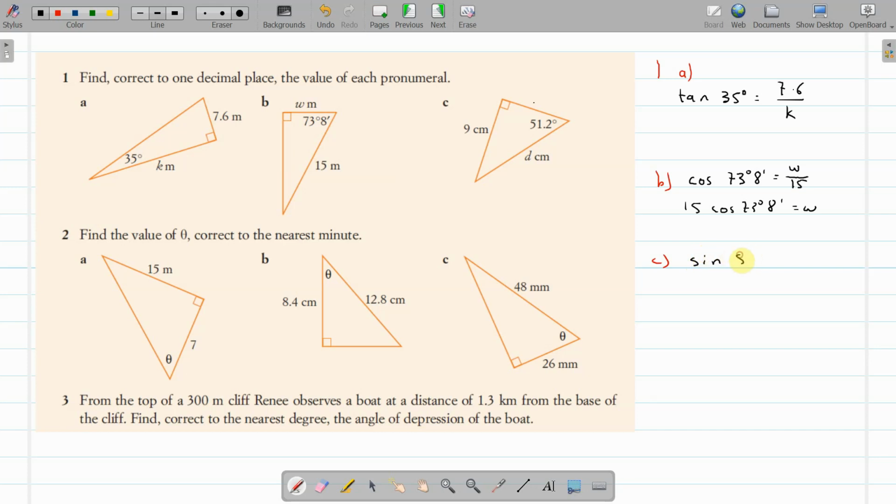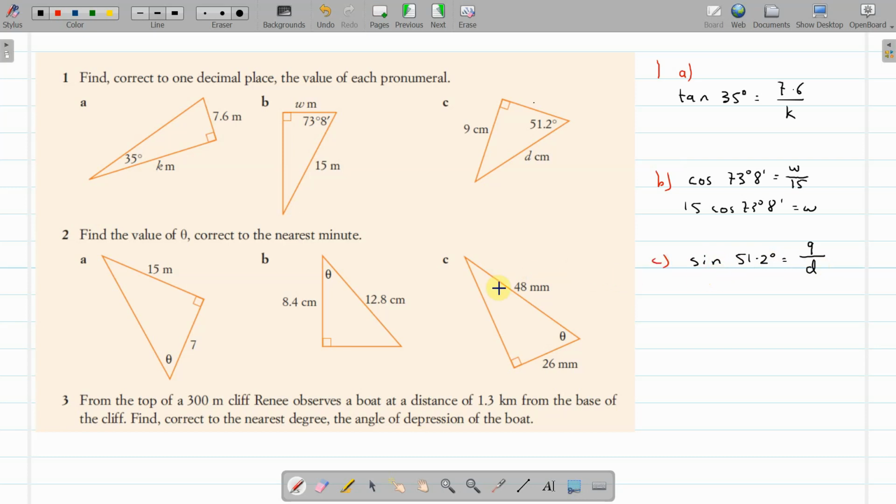So we put the sine of 51.2 degrees equals opposite side 9 over hypotenuse D. And again, when there's an unknown in the denominator, you swap the D with the sine of 51.2 degrees. So sine of 51.2 degrees becomes the denominator, and D goes over here.